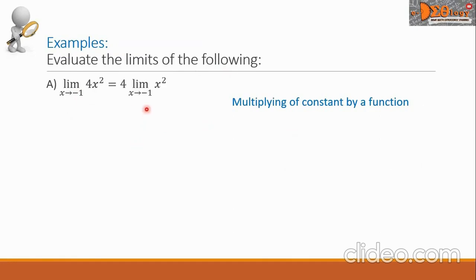In here, we're going to take the limit of the function x squared as x approaches -1. Then after that, we will multiply this with that constant 4. Let us now evaluate the limit by substituting this -1 to the variable x. So we have -1 squared times 4. The square of -1 is +1, and 1 times 4 is 4. This is our final answer.